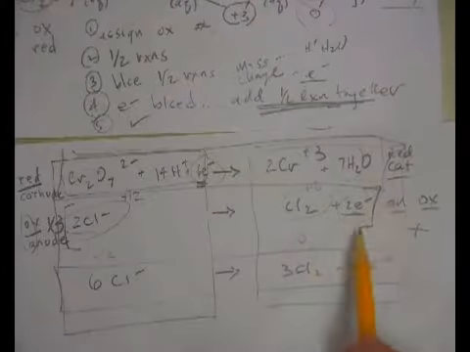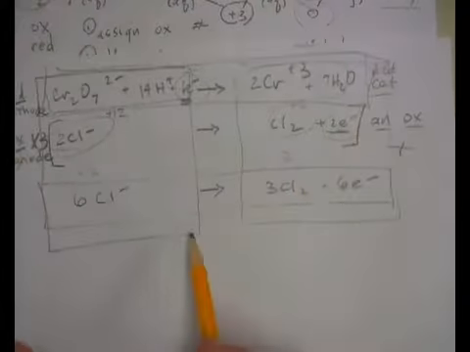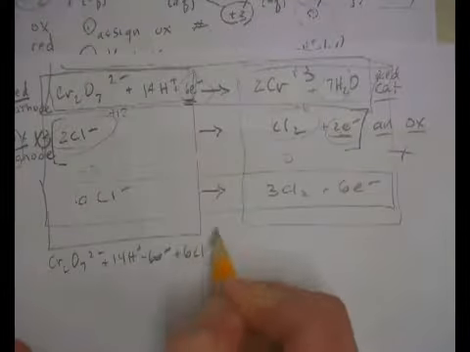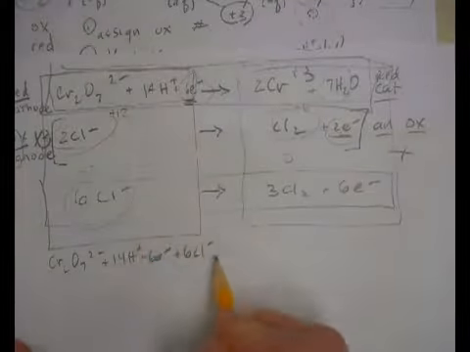Now I can take those 2 reactions, add them together. When I add them together, everything on the left side of the reaction sticks together here. Everything on the right side of the reaction sticks together here. And if I write these all together, I end up with Cr2O7 2 minus plus 14 H pluses plus 6 electrons plus 6 Cl minuses. See how all those came together?